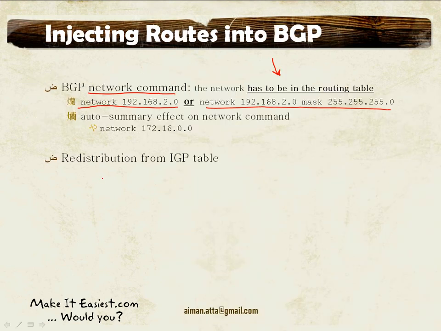So this is actually how to use the network command. There is auto-summarization in BGP, but it's not enabled by default, unlike EIGRP. EIGRP has auto-summarization, and it is enabled by default. In BGP, auto-summarization is off by default. Auto-summarization makes BGP summarize networks whenever it has subnets of major networks.